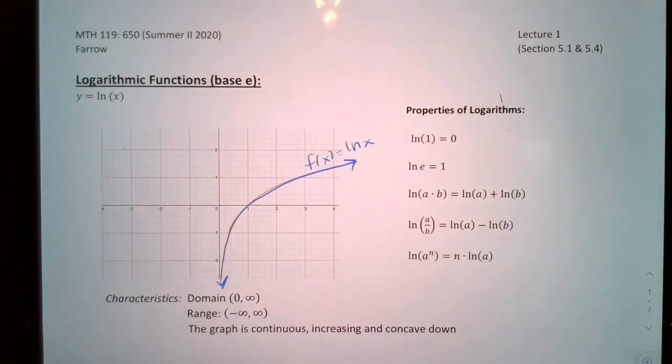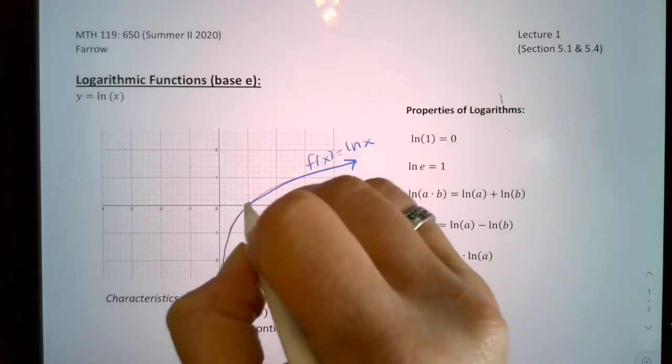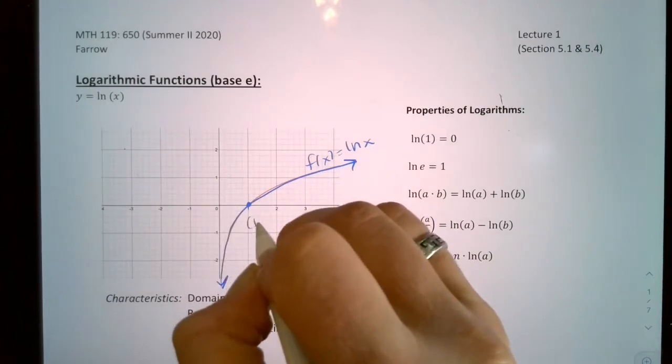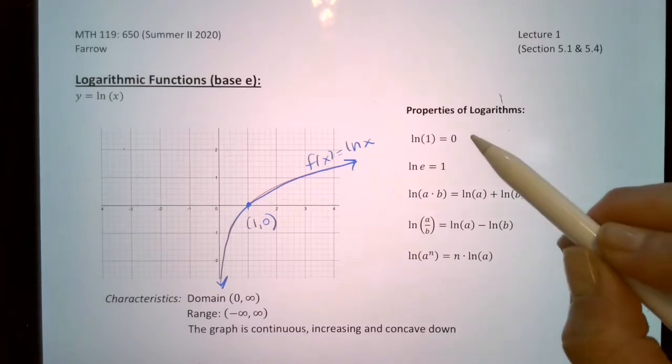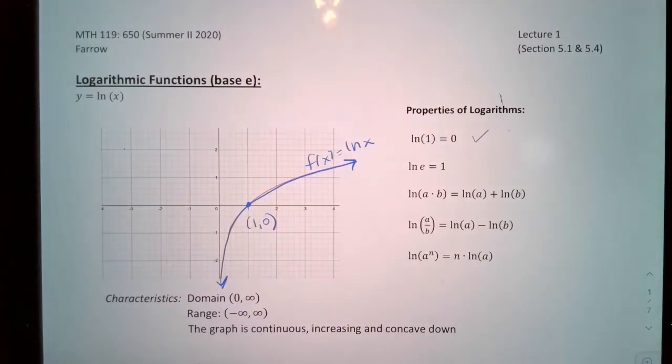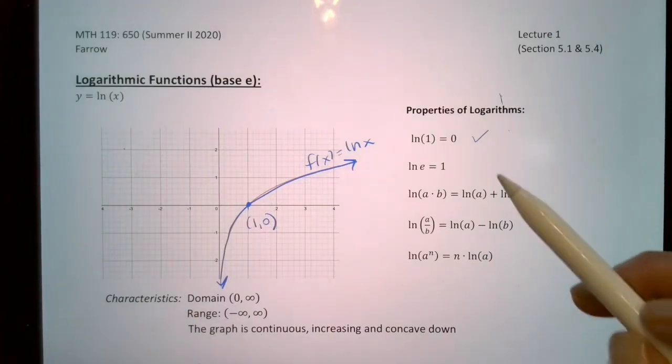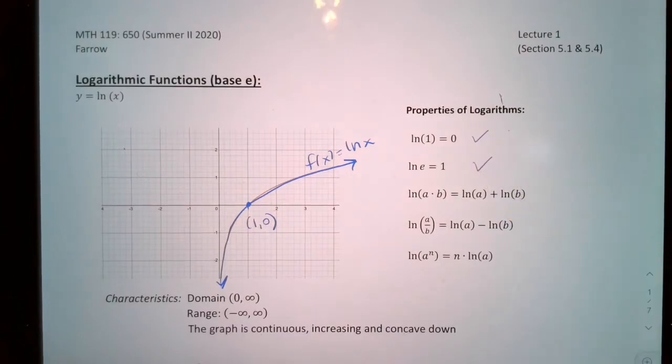And some nice things to know here. Notably, there's an x-intercept at x equals 1. So (1, 0) lies on this graph. That's one of your properties of the logarithms over here. Natural log of 1 is 0. That's the value of it. And it's nice to know that the natural log of e is 1. That's just nice in evaluating sometimes, that you can knock out that logarithm if you see it.